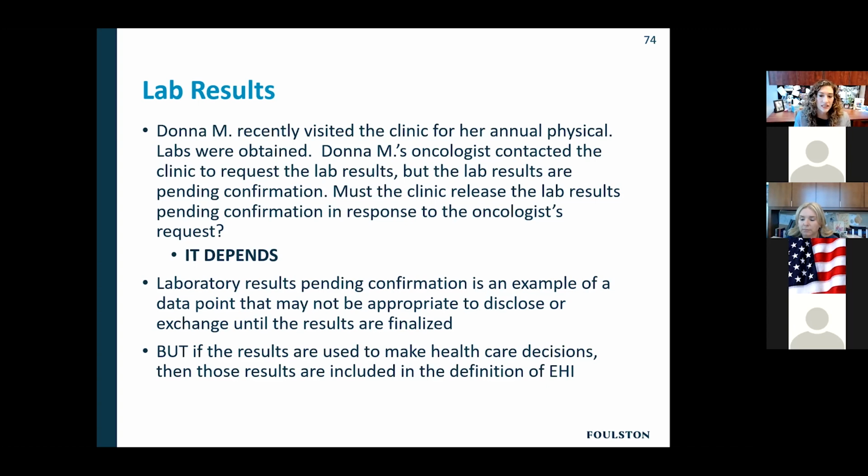There's this idea that there's a restriction of flow of information from provider to provider, which gives ONC heartburn. And so the common theme here is if you are using that information to make healthcare decisions about the patient, ONC is going to want to see you exchange that information as quickly as reasonably possible. Otherwise, it could be violating the information blocking rule.